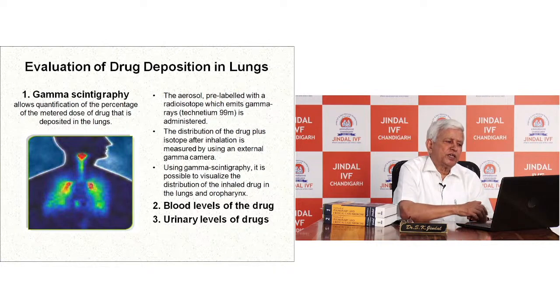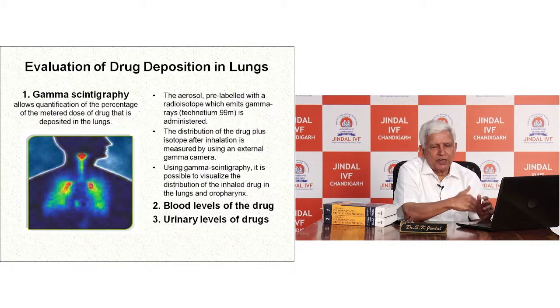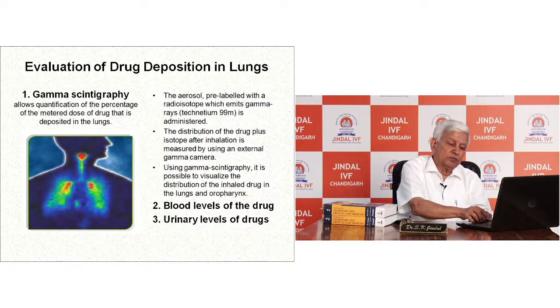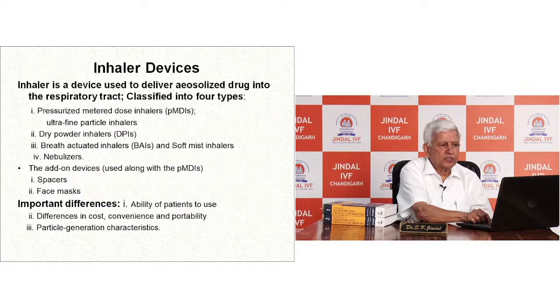Of course, that is generally important during drug development, because whenever there is a new device or a new drug, you want to see whether it is really deposited in the lungs adequately or not. Blood levels of the drug and urinary levels of the drug can also be measured, and they have their own importance in drug development, because we want the drug to be deposited in the lungs to a maximum effect as far as airway disease or lung disease are concerned.